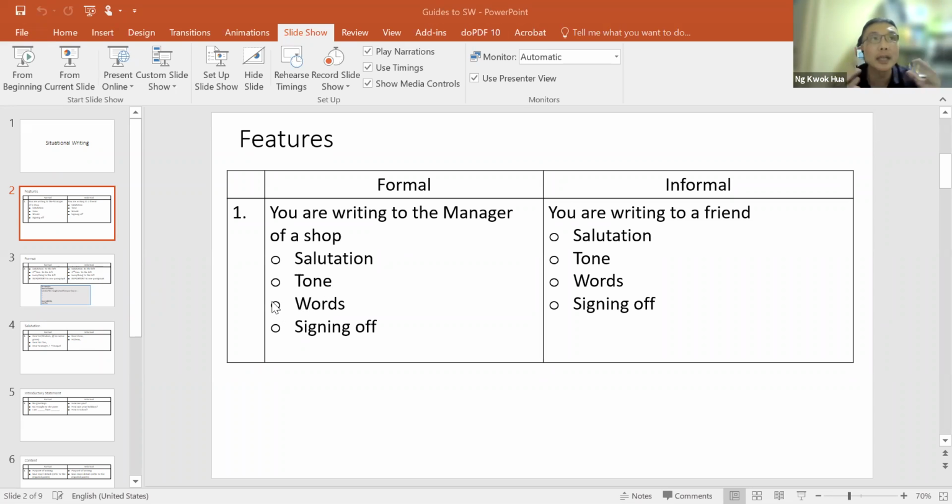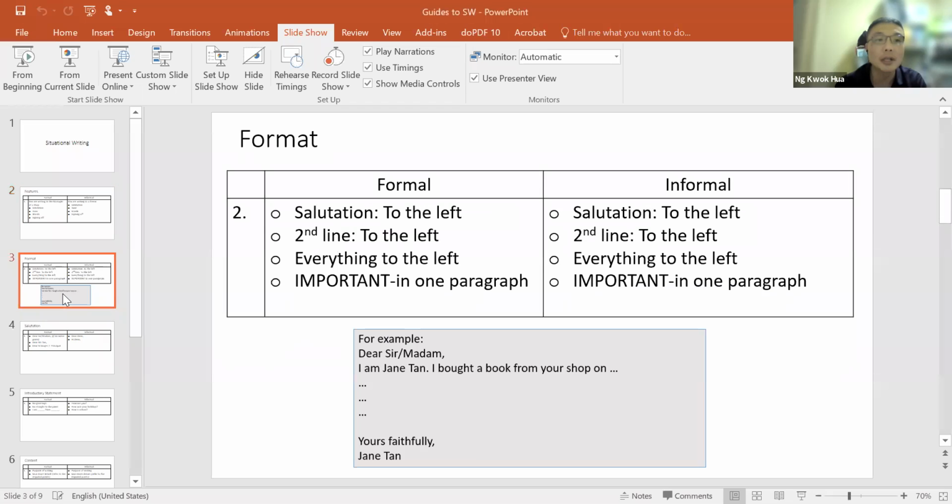For informal, again, common sense comes in. You're writing to a friend. You don't write to a friend with a very formal tone. Like, I am writing this email to you to invite you to a movie. This sounds too formal. You don't write to your friend like that, right? So later on, I'll elaborate on the tone. Then for words, I'll share with you the difference between formal and informal. Then the signing off, I've already explained to you, but later on I'll elaborate further as I move down the slides. So there's a difference between formal writing and informal writing. I will move on to the details now.